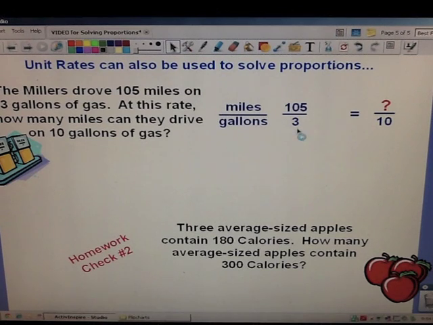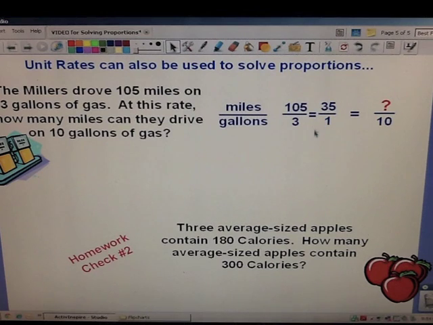Well, is there a whole number that we can multiply 3 by to evenly give us 10? No, there's not. In this case, we need to make this first rate smaller, find the unit rate. Once we have 1 down here in the denominator, then we can multiply 1 times 10 to get our 10. So to find our unit rate, we divide both numerator and denominator by 3.